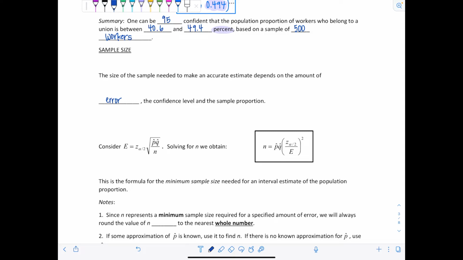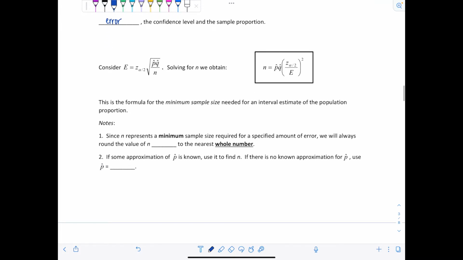So remember, this was our formula for our standard error of the estimate, E equals z sub alpha over 2 times the square root of p hat q hat over n. If you rearrange and solve for n, which we've done before, so I'm not going to go through the steps again, it's pretty similar, we end up with the following. So n equals p hat q hat times z sub alpha over 2 over E squared. This gives us the formula for the minimum sample size needed for an interval estimate of the population proportion.